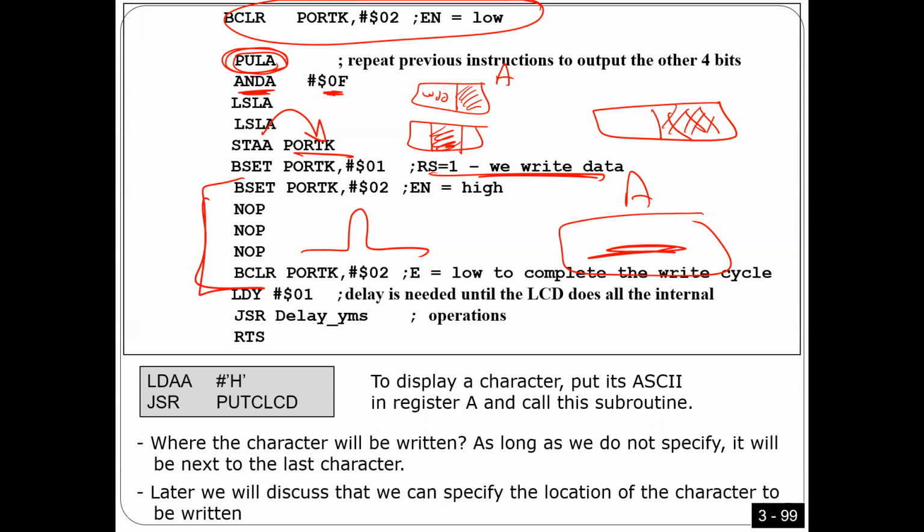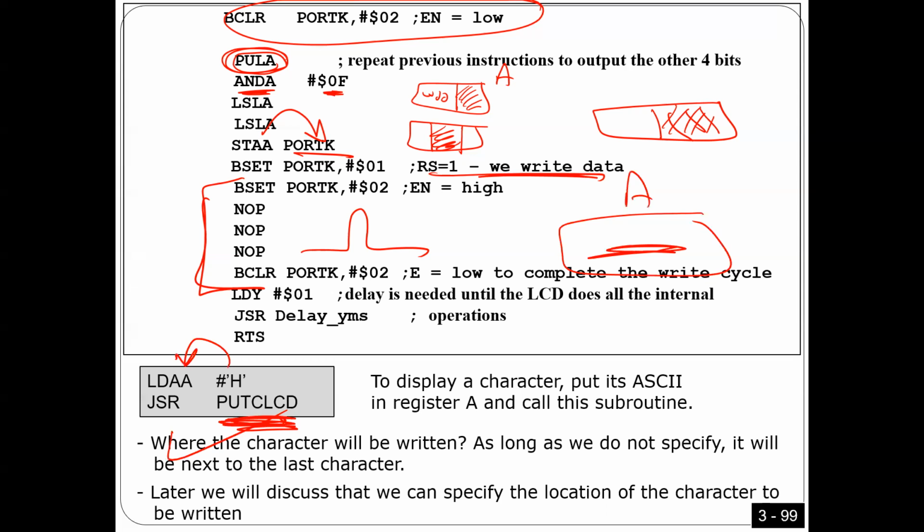Any question, guys? Okay. So again, this is the most important thing, guys. How can we use this function? Very simple. You can put the ASCII of the letter you want to display. Put it in register A and then call the subroutine. That's it. The subroutine is going to display this character at the location of the cursor.